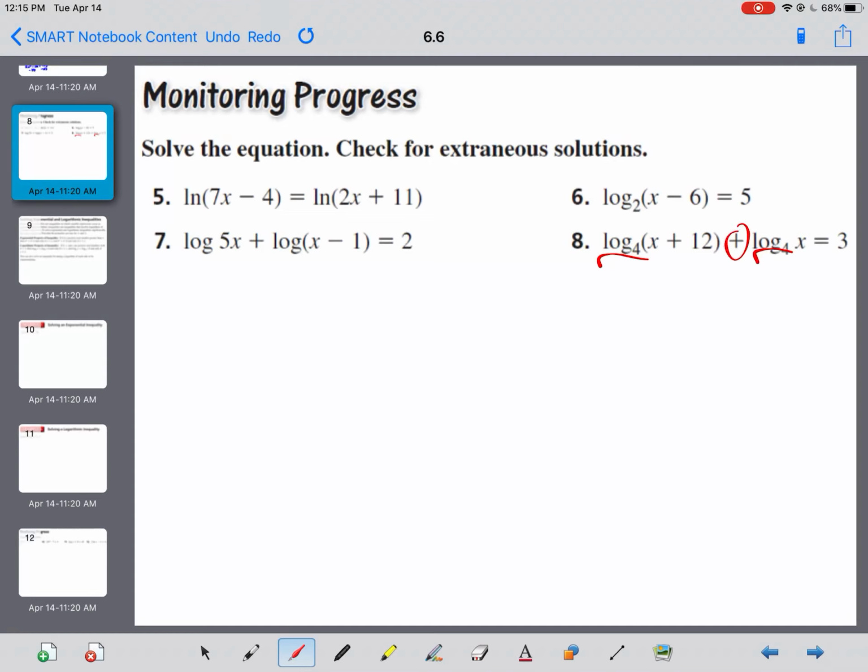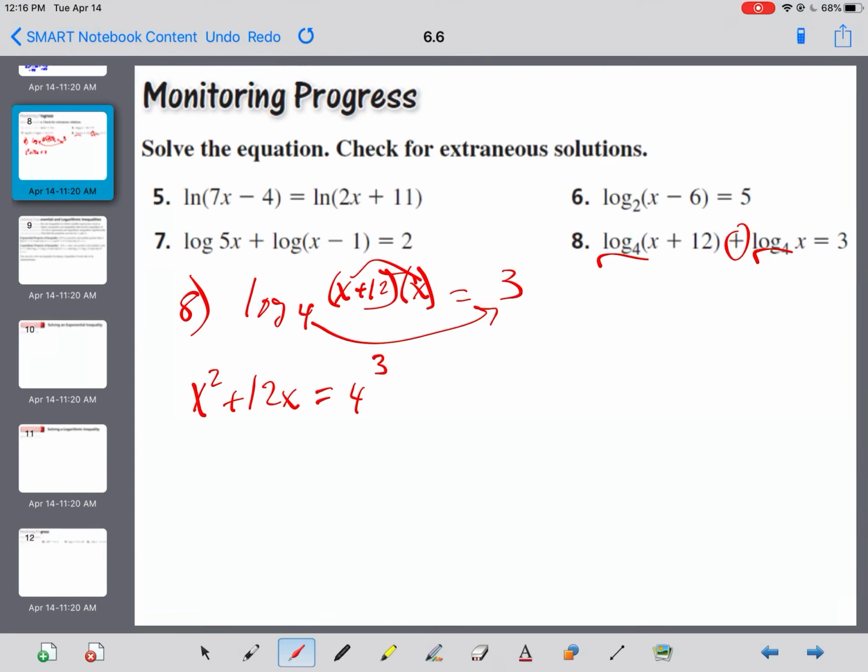Number 8, log base 4 of x plus 12 plus log base 4 of x equals 3. Those log base 4s, I'm going to combine them. So log base 4 of x plus 12 times x equals 3. Distribute that in, and I'm going to move this over. So x squared plus 12x equals 4 to the third. 4 times 4 is 16 times 4 should be 64. So x squared plus 12x equals 64.